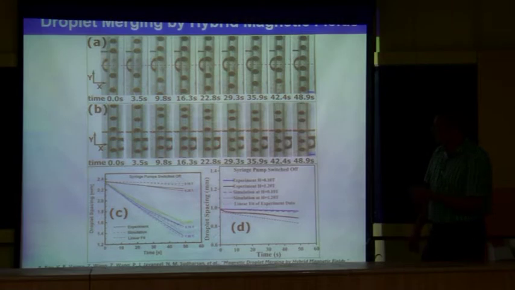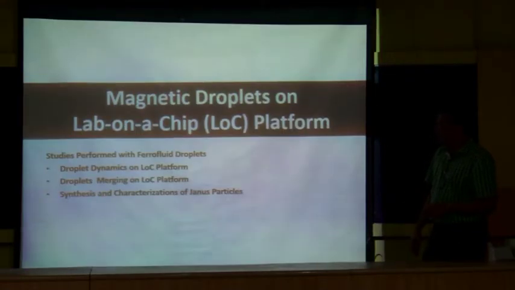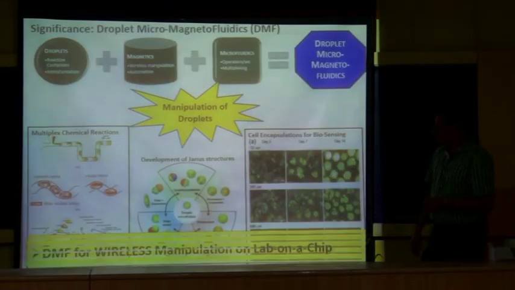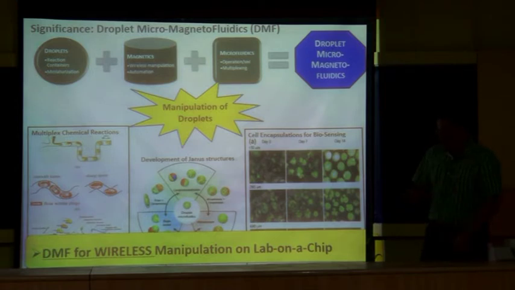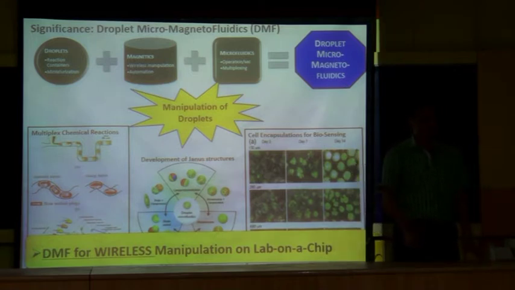So we did some quantitative methods. I won't spend time on this. So we looked at the time dependence. As I said, we can take these droplets. There are many applications of this also in chemical reactions, multiplex chemical reactions, for cell encapsulation, and for developing what are called Janus structures. So I'll spend a little bit of time on this. What is a Janus structure? Very interesting.